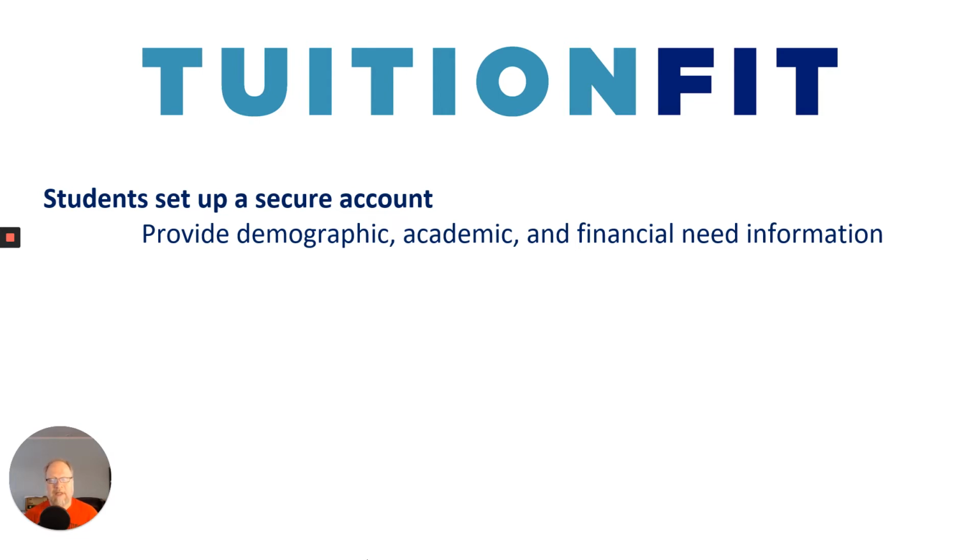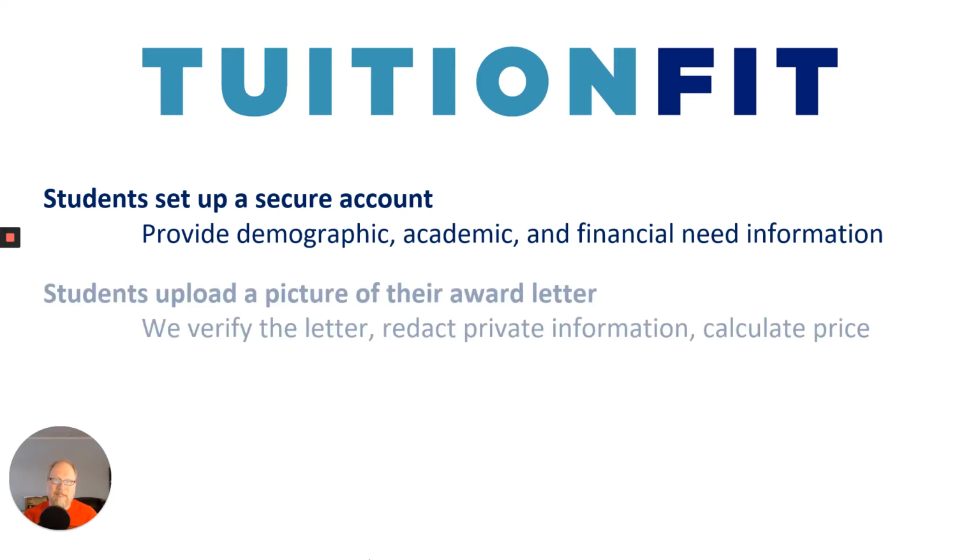The student sets up their account by providing some basic demographic information after they've provided an email address and a password, and gets a verification email to verify it's them and not a robot. Then they put in some academic information and financial need information. Academic information is really just test score and high school GPA, and financial need information is just the expected family contribution from the FAFSA. Then students will upload a picture of their award letter by just taking a picture of their financial aid award or scanning it on the printer.